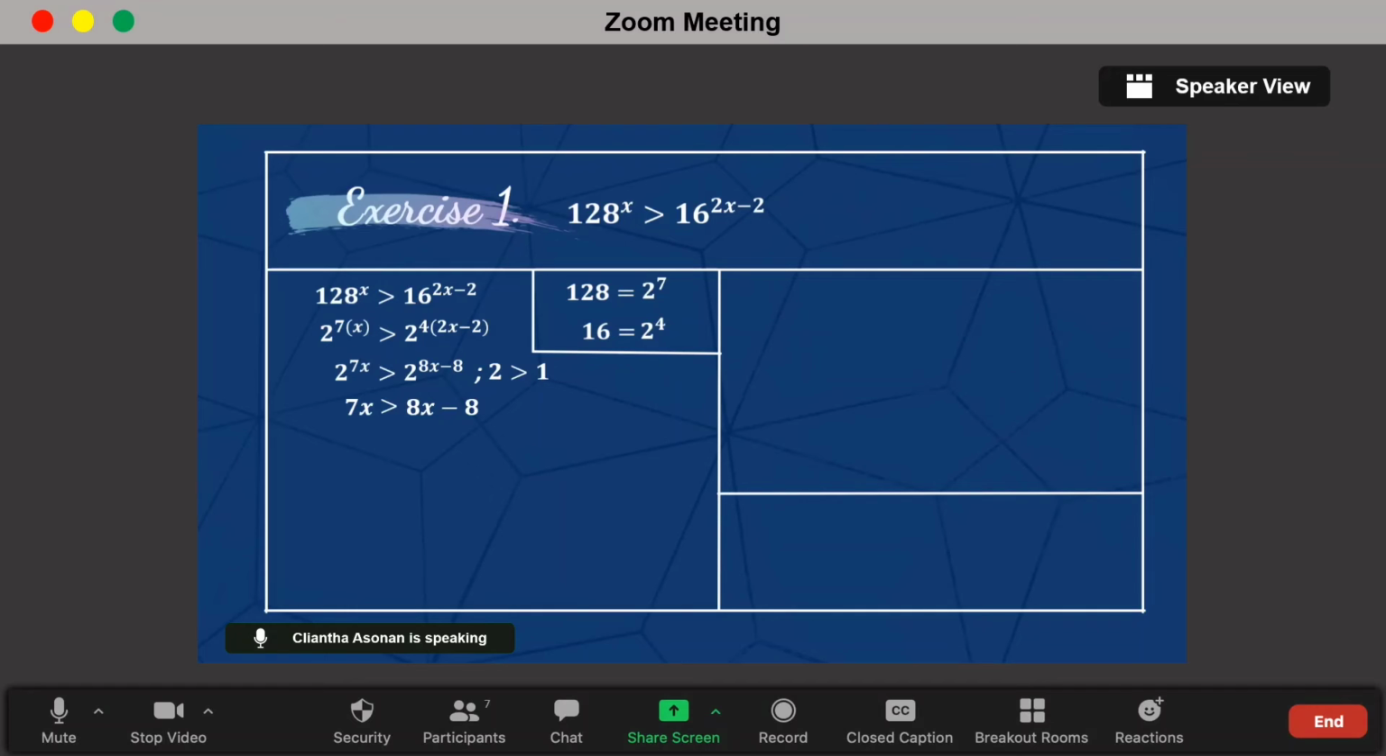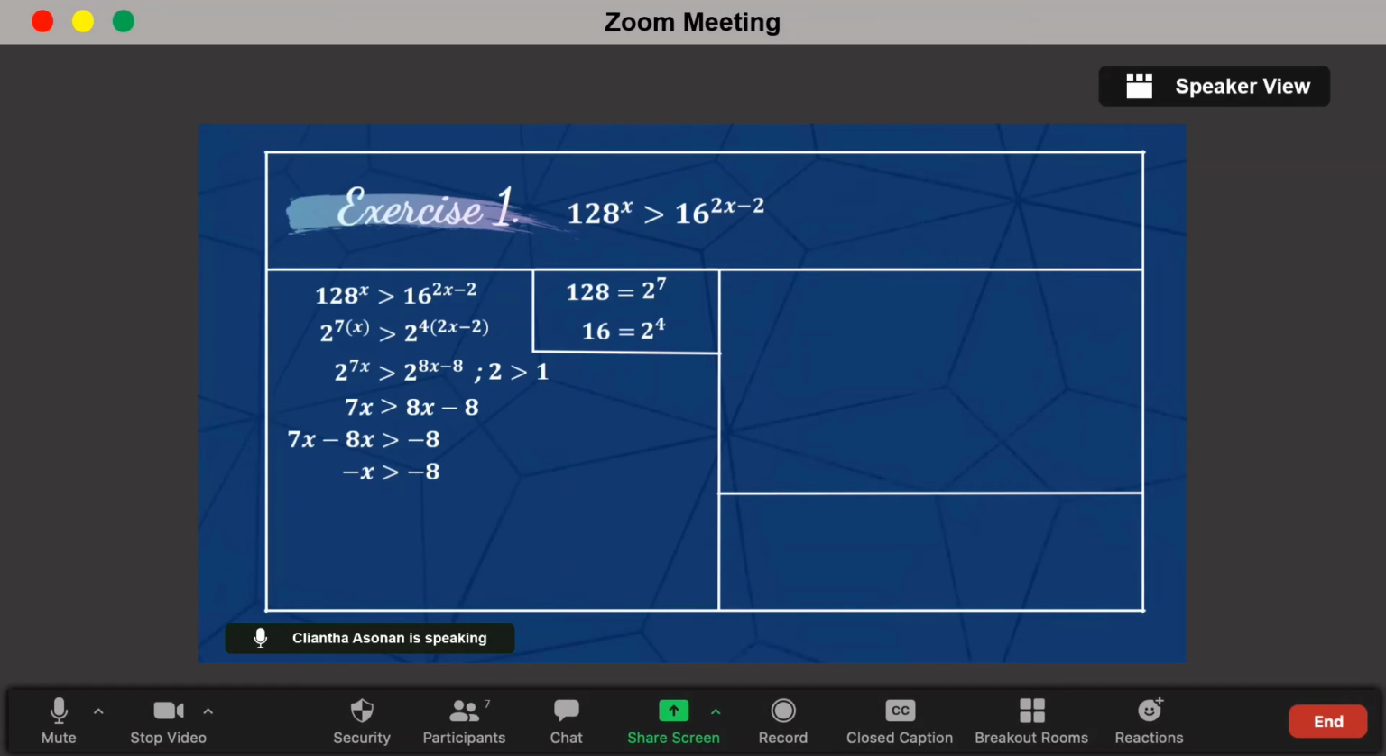From here, we should combine like terms. So we transfer 8x to the other side, and so we have 7x minus 8x is greater than negative 8. So 7x minus 8x is negative x. So now we have negative x is greater than negative 8.